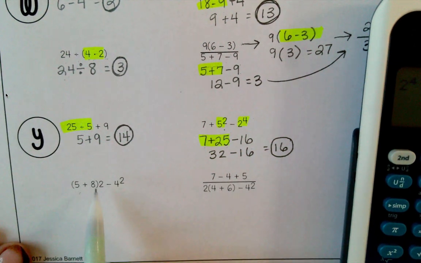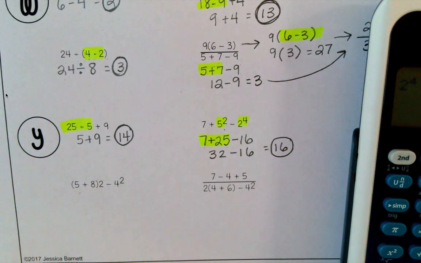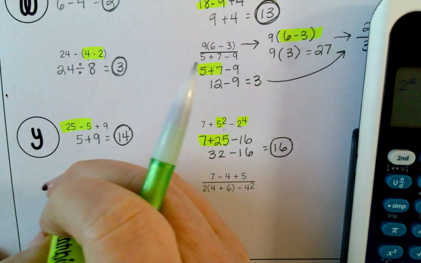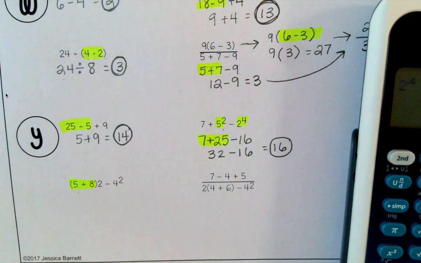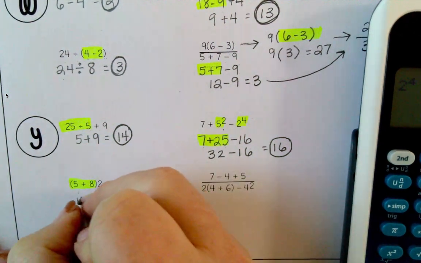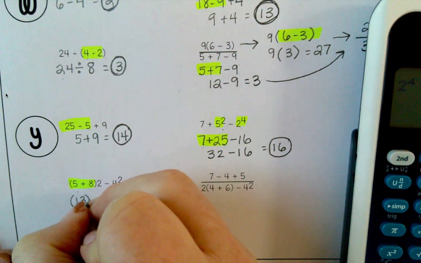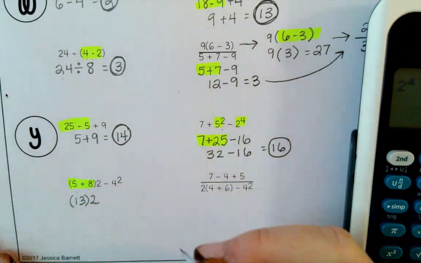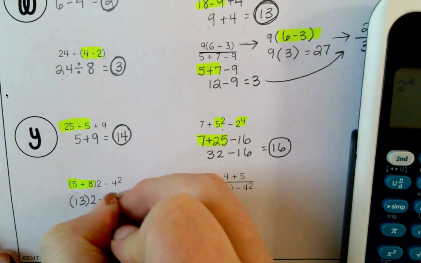Right here. 5 plus 8 in parentheses, and remember when I have an integer next to a parentheses with no operation sign, that means multiply, okay? So (5 plus 8) times 2 minus 4 to the power of 2. We got a lot going on here. So we're going to ask ourselves, do we have parentheses? We sure do. We have 5 plus 8. 5 plus 8 is 13. Maintain your parentheses because we still have to multiply right here, okay? Minus 4 to the power of 2.